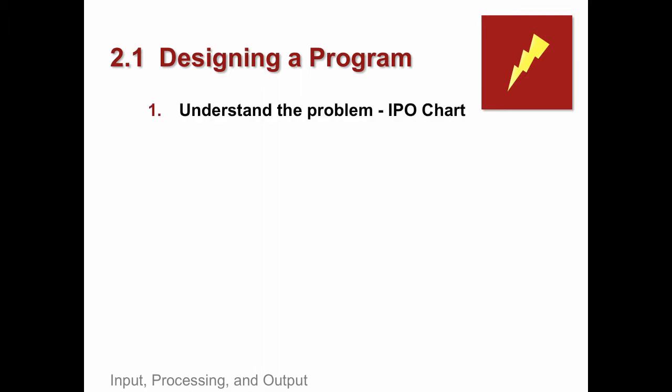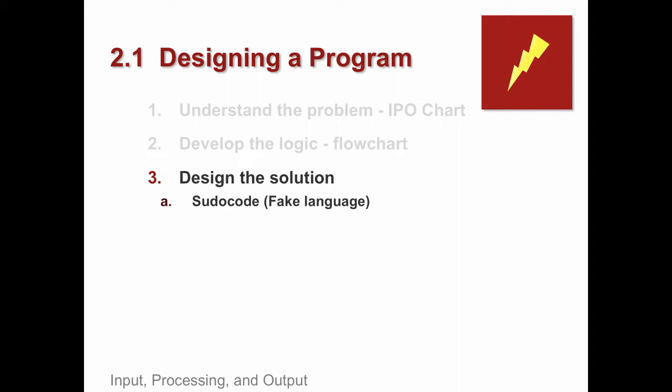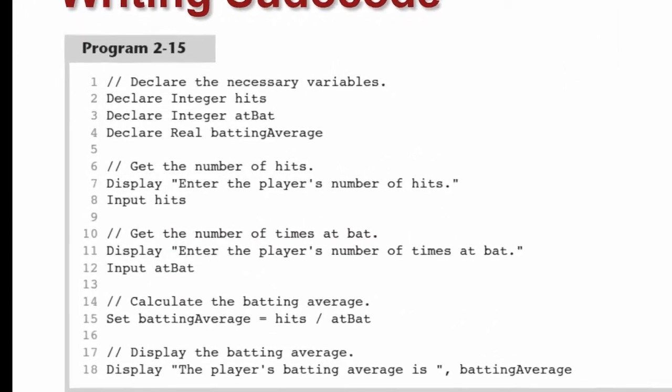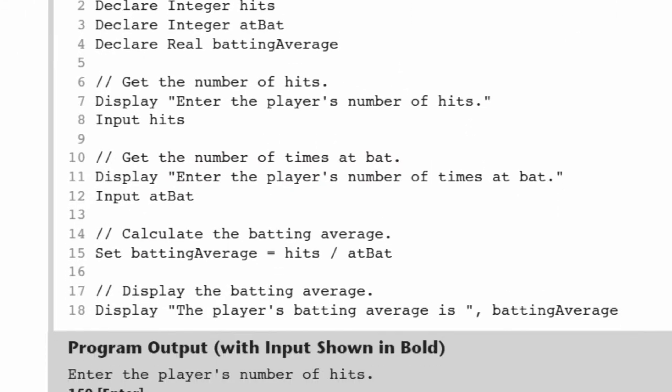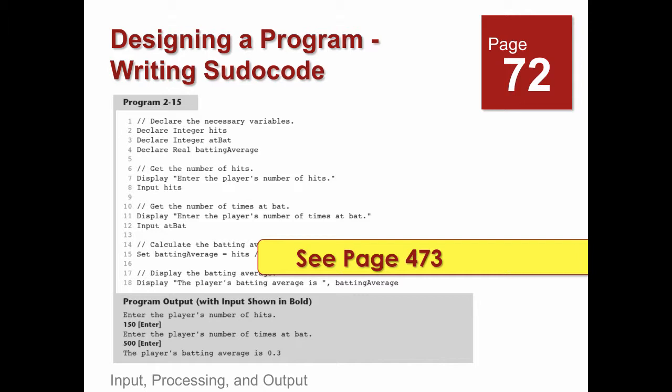We're in the process of designing the program. So we said to understand the problem, we did an IPO chart. To develop the logic, we actually did a flow chart, which is a graphical representation. And now we're going to design the solution. And the way we're going to do that is by writing a fake language called pseudocode. It's really just kind of English. Tell me what it does. And that'll help us select the language. And then we can code the program in that language. And then remember what we said compiling was? Changing it from English to computer language. Ones and zeros. This is what a program looks like written in pseudocode. If you want to know more about pseudocode, see page 473 in your book.